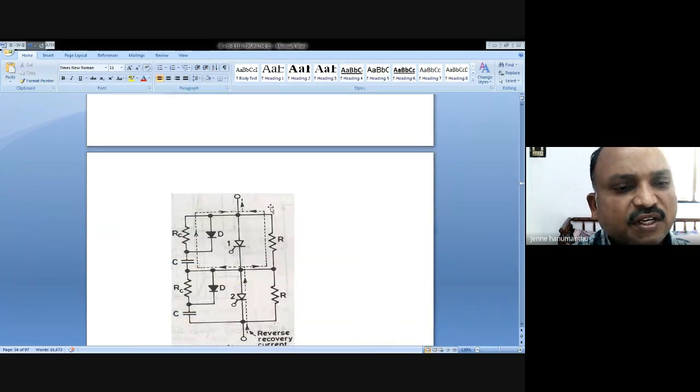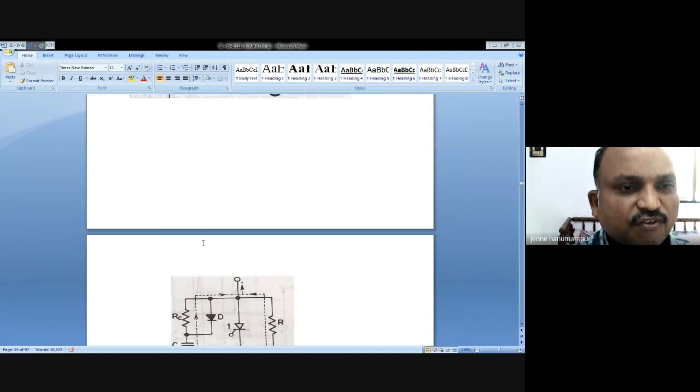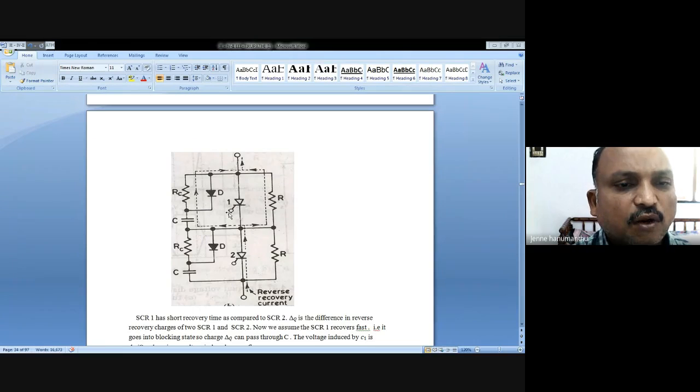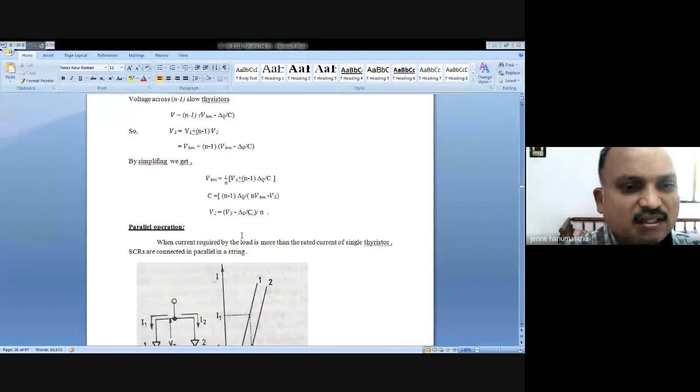And the next one is, this is the way we can also connect with an RC circuit. With the RC combination, we can turn on the thyristor. That is the operation; the mathematical equations you can follow, no problem.